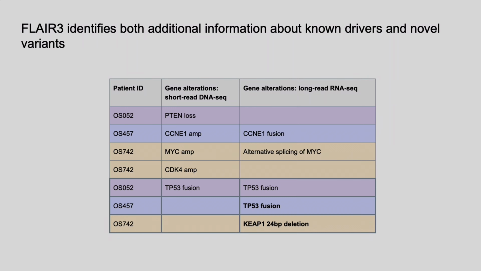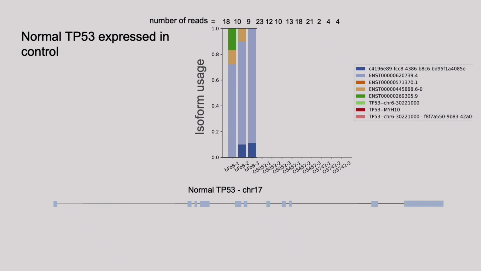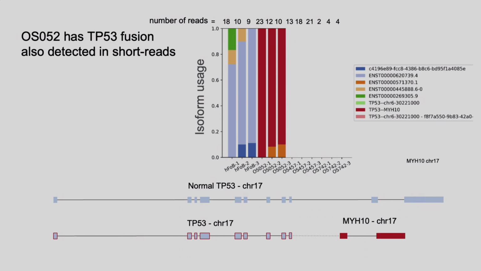We're also able to identify some novel drivers. So we identified a novel TP53 fusion in one cell line, as well as a KEAP1 deletion. There were other novel drivers, but these are the ones I'm going to talk about today. So in our control cell line, first off, I want to show you that TP53 is expressed and that it produces kind of what we expect to be the normal transcript. But when we get to the cancer samples, we start seeing expression of completely different transcripts, fusion transcripts.